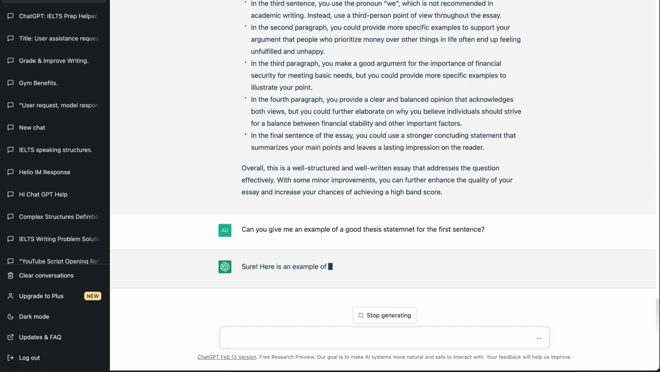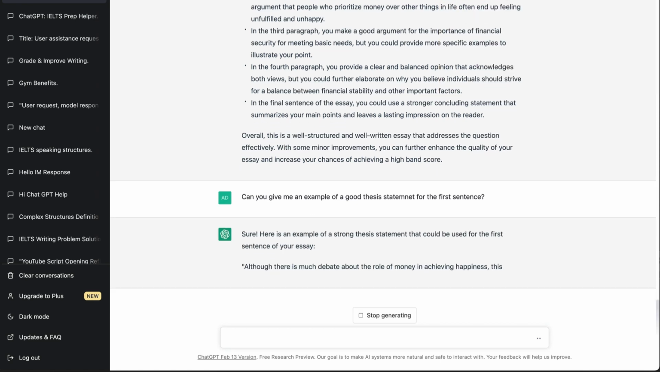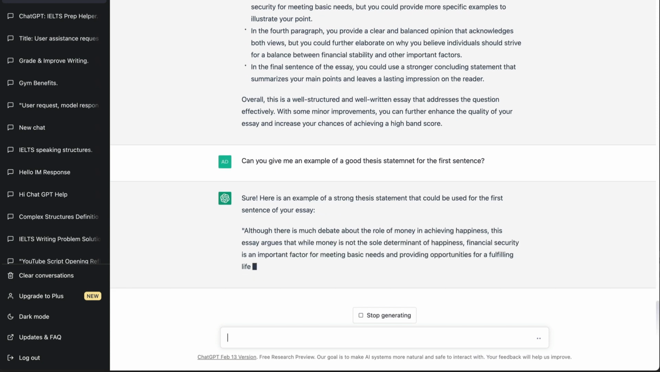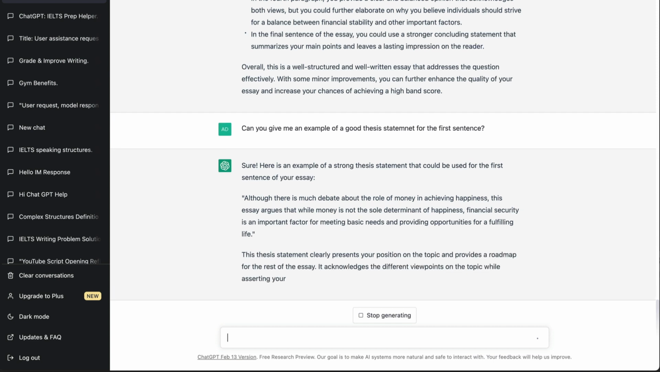So here I've just asked if they can give me an example of a good thesis statement for the first sentence, and it's already started answering the question. This is awesome because it means when you get the feedback, you can ask questions and ask for examples. It's a really powerful tool.